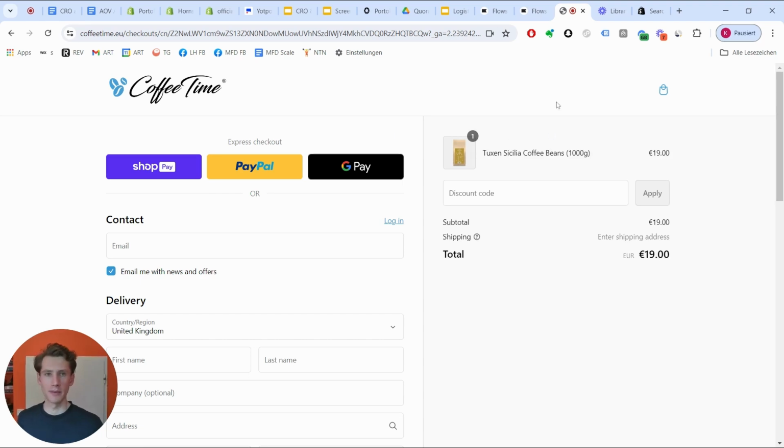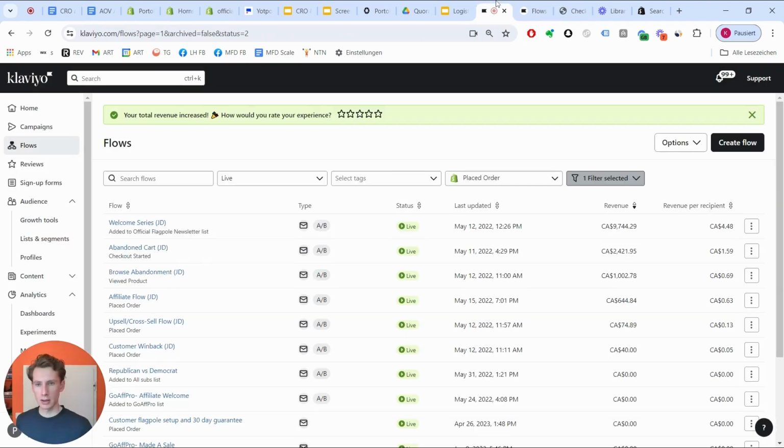but not only your AOV. So let's jump quickly into one of our Klaviyo accounts, right? So here you can see we have 6 or 7 main flows that are completely automated. And again, many of them are really focused to either improve conversion rates or retention. There's only really one flow that's super focused on improving the AOV, and that's the up and cross-sell flow.